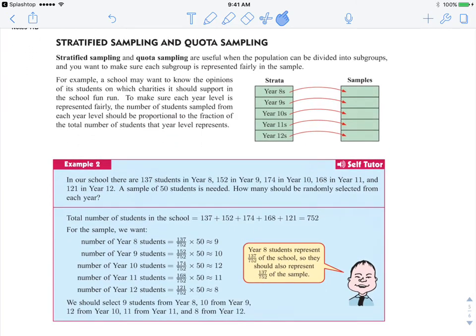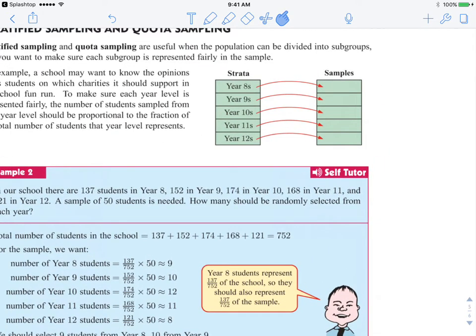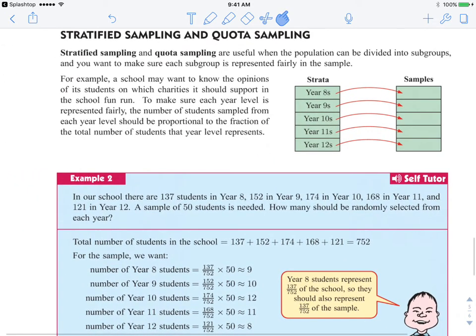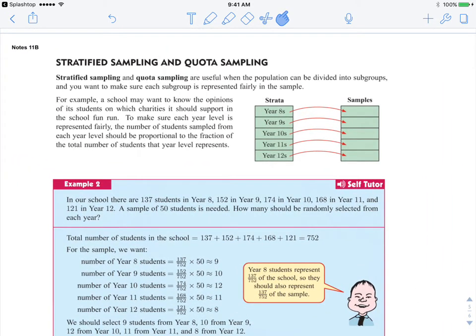Next one: stratified sampling and quota sampling. Stratified sampling and quota sampling are useful when the population can be divided into subgroups, and you want to make sure each subgroup is represented fairly. For example, a school may want to know the opinions of its students on which charities it should support in the school fun run.